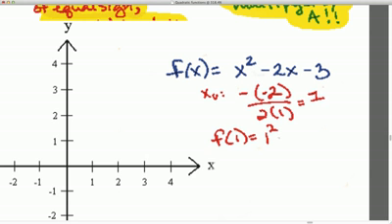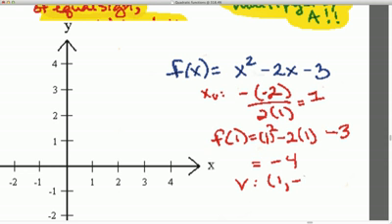You're going to get 1 minus 2 times 1 minus 3. So 1 squared is 1, minus 2 gives you a negative 1. Negative 1 minus 3 gives you a negative 4. So your vertex is going to be 1 comma negative 4. And you can also get your axis of symmetry, because now you know the vertex, it's going to be the vertical line x equals 1.